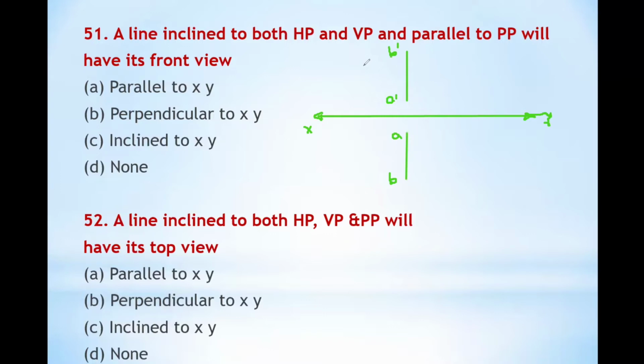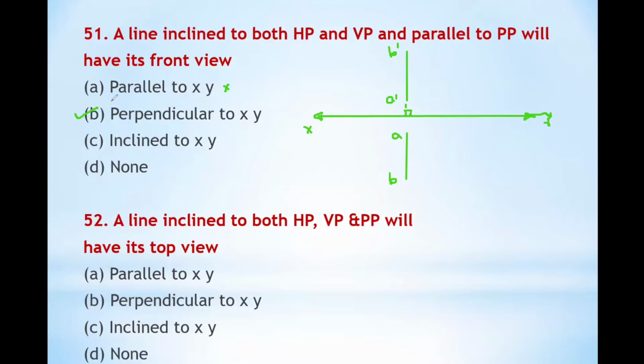A line inclined to both HP and VP and parallel to PP will have its front view. Option A, parallel to XY. You will see in the sketch, it is not parallel to the XY, so it's not the answer. Then, perpendicular to XY. You will see its front view A dash B dash is perpendicular to the XY. So here you will get C. That means option B is the correct one. It's perpendicular to XY. C, inclined to XY, is not possible. So option B is the correct one.